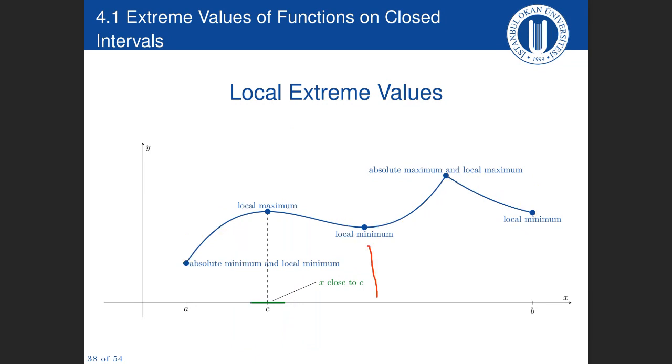Likewise, this one is a local minimum, because if we only look close to here, then we have a minimum. f at this point is smaller than f of x for all x close to it. An absolute maximum is also always a local maximum, and an absolute minimum is also a local minimum, but the opposite, the converse, is not true. This point is a local maximum, but it's not an absolute maximum because the function is bigger somewhere else.